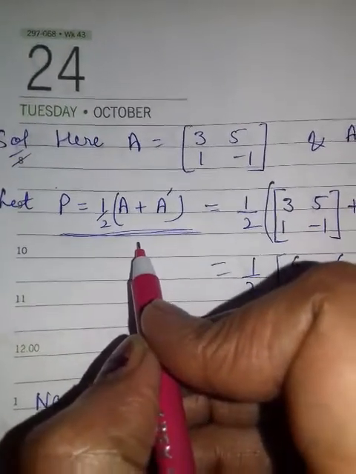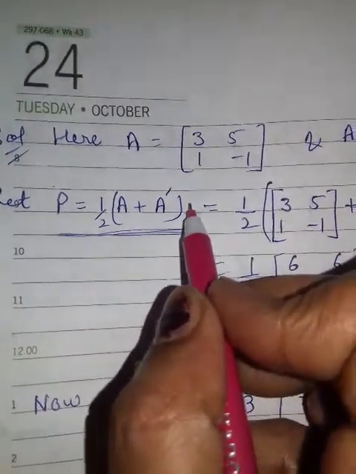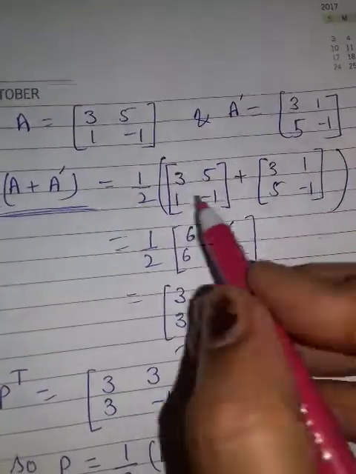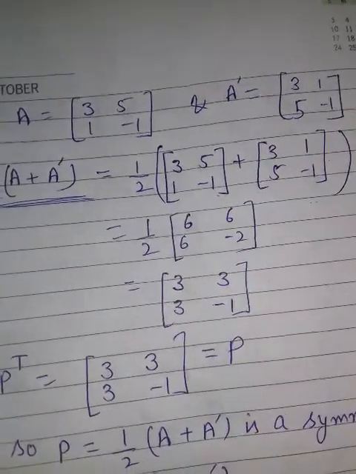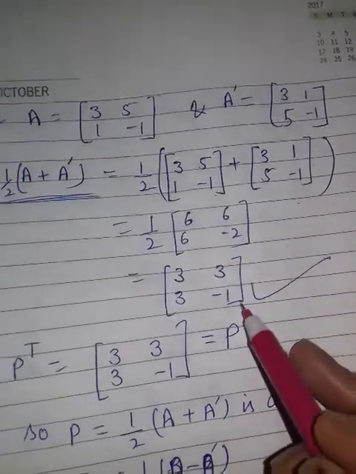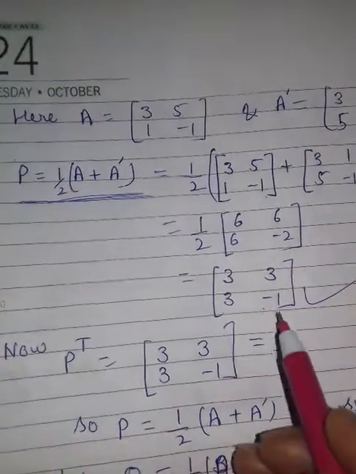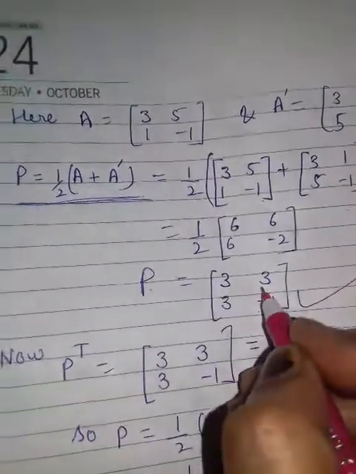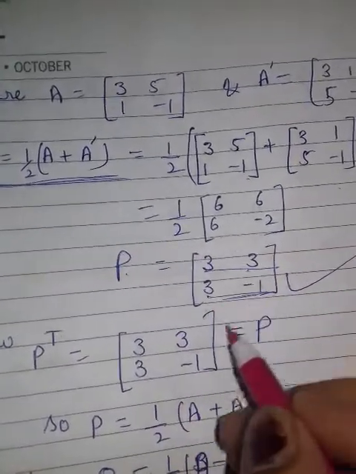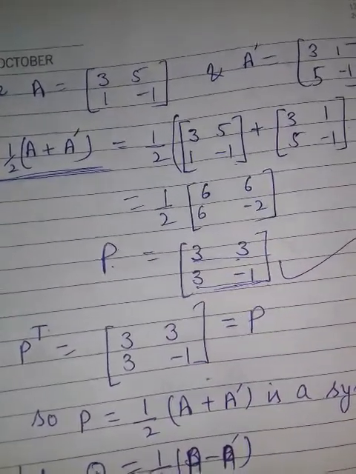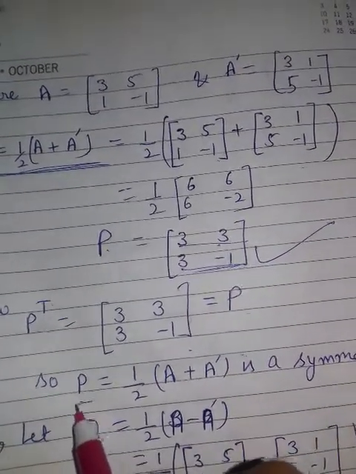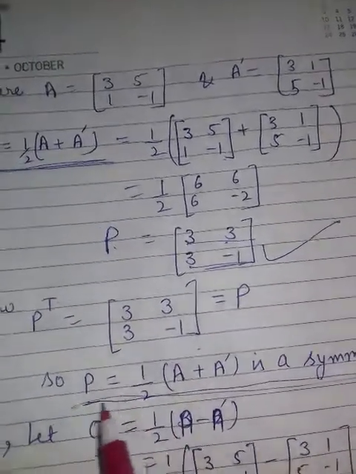Now you will take, let P is equal to this. Always you will take it half A plus A transpose. Now half I kept same and A I put plus A transpose I put. Now I added the corresponding elements, then I divide 2 inside with each term. You are getting this one. Clear? Now this is what? This is your P. Now we have taken its transpose. 3 3 3 minus 1. Clear? Both are same. So it means after taking its transpose, this is symmetric. You know P is what? This is a symmetric matrix.